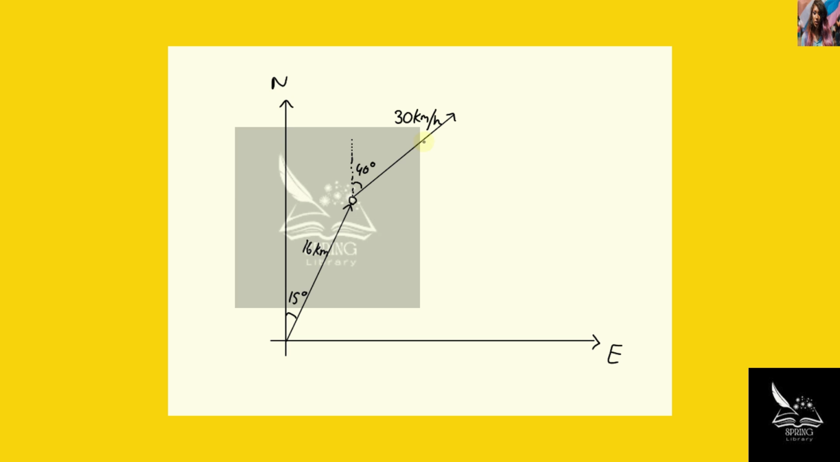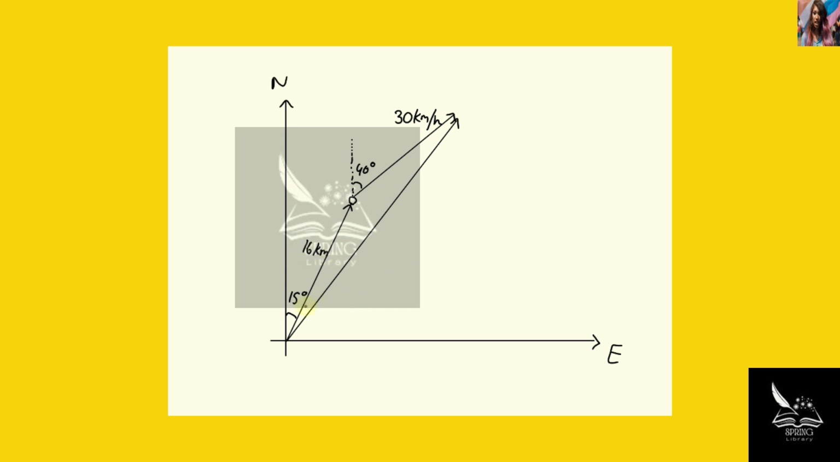So the Coast Guard wishes to send a speedboat to intercept and investigate the vessel. So we have to find the following things. From here he sends a speedboat, so it should intercept over here. Now in order to solve this problem, these are the vectors we have. So we have 16 kilometers.